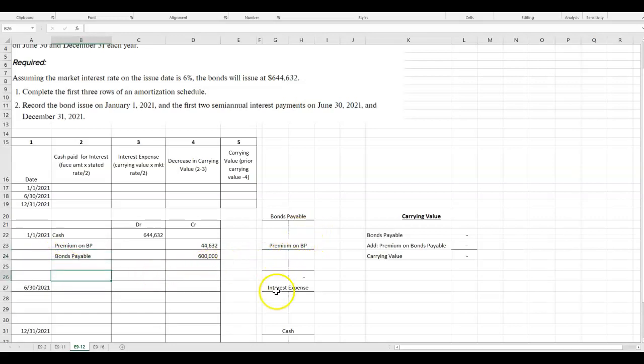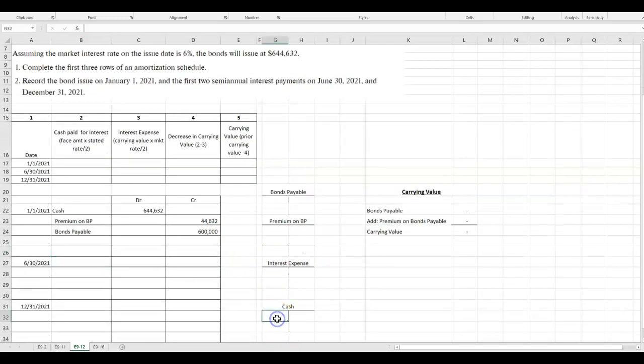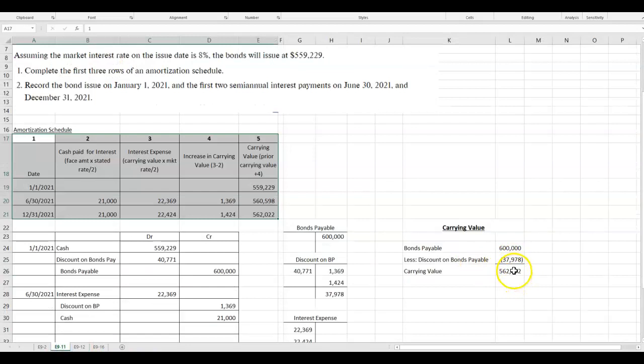Let's go ahead and post that. So our cash, our premium, and our bonds payable. The carrying value of this bond, you'll notice, is larger than the face value because we add premium on bonds payable. The goal is to get it down to 600. Back here, the goal was to get it up to 600, the carrying value.